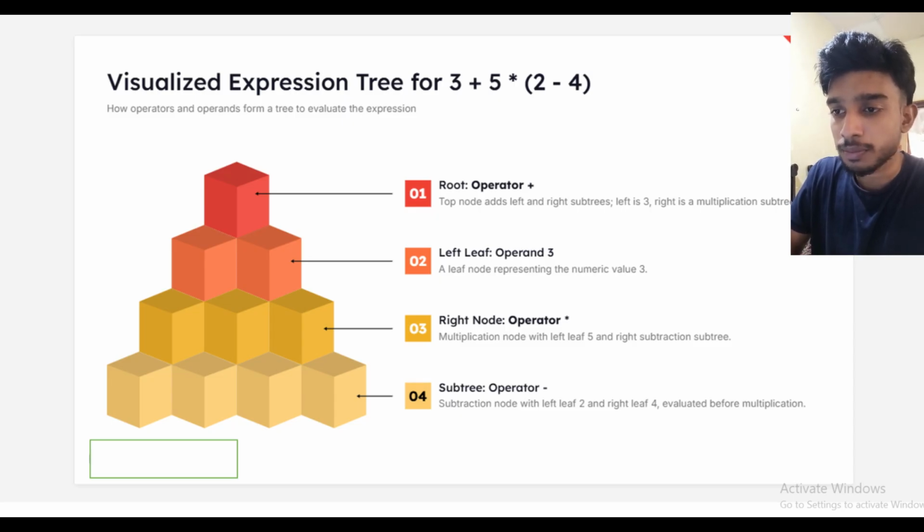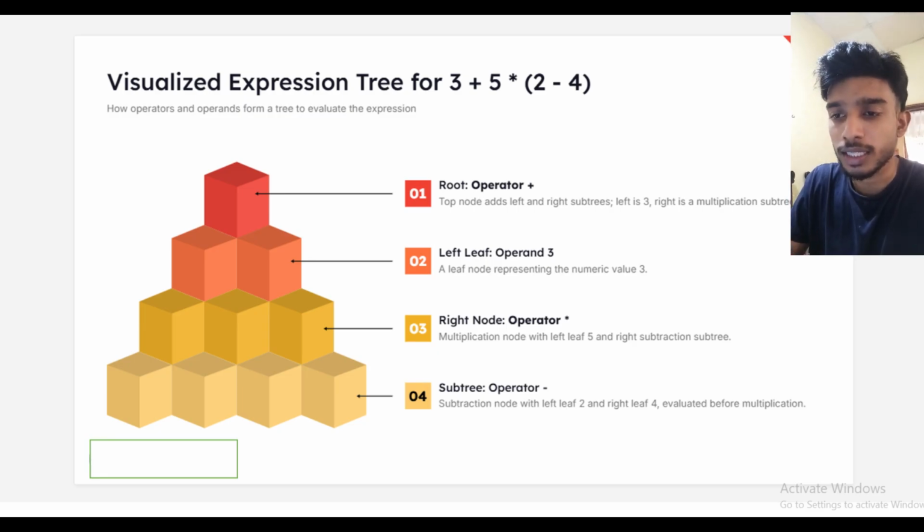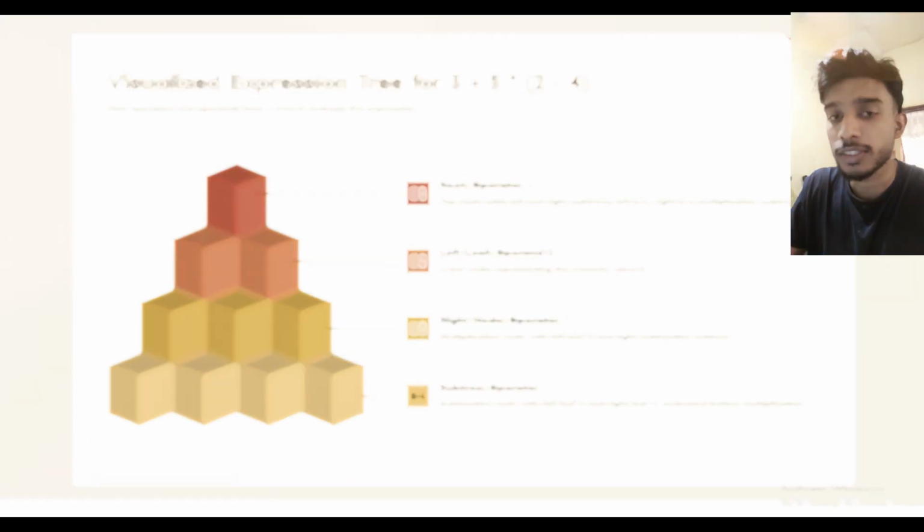The plus mark is at the very top. It is called the root because it is the last operation to be performed. The leaf nodes 3, 5, 2 and 4 represent our raw data. This hierarchy ensures that 2 minus 4 is evaluated first, then multiplied by 5, and finally added to 3.